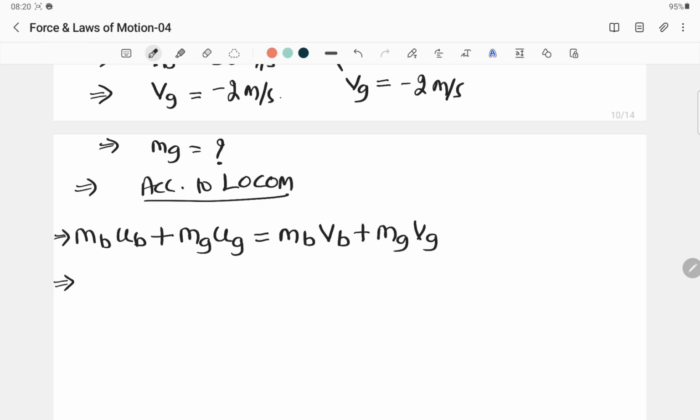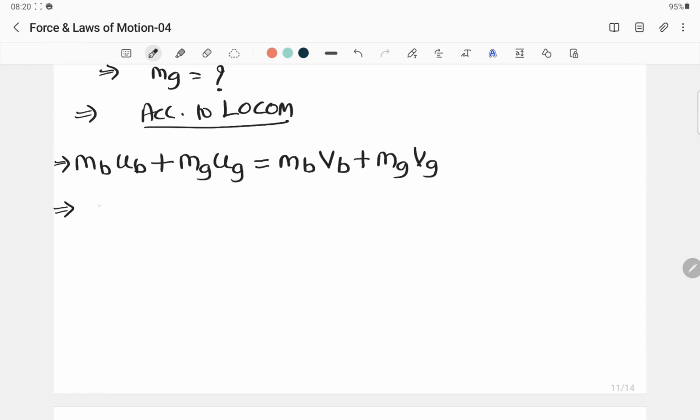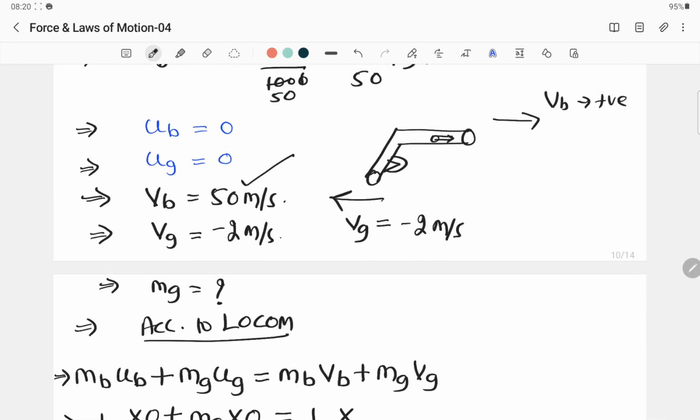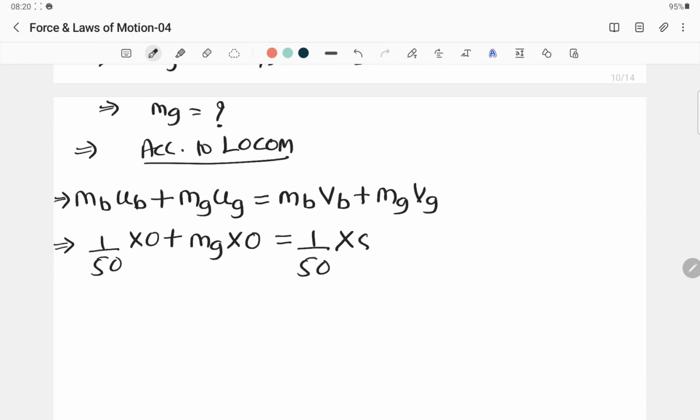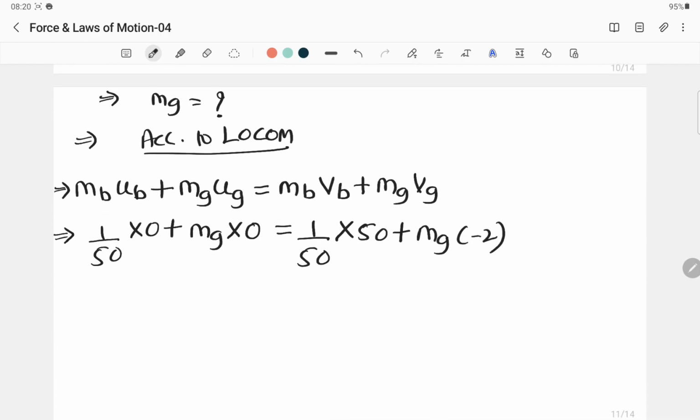Now let us substitute. What is MB? MB is mass of the bullet, that is 1 by 50. Let us substitute that. 1 by 50 into 0 plus mass of the gun, we don't know, mass of the gun into 0 is equal to mass of the bullet, again 1 by 50, into the final velocity of the bullet. Final velocity of the bullet is given, that is 50. So write it as 50 plus mass of the gun, we don't know. What is the velocity of the gun? That is minus 2, very important. So write it as minus 2.